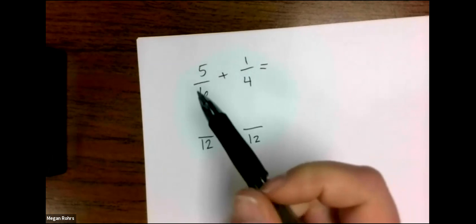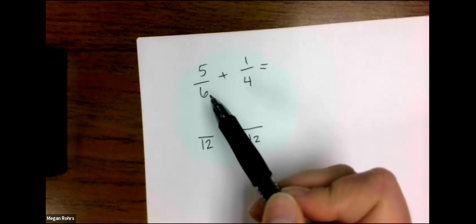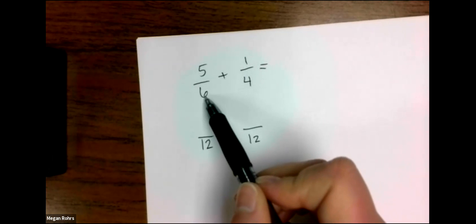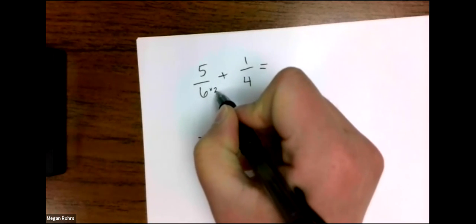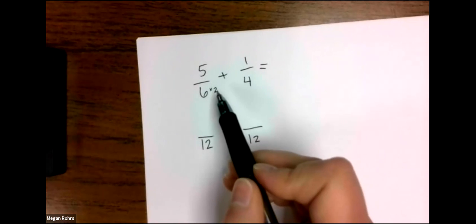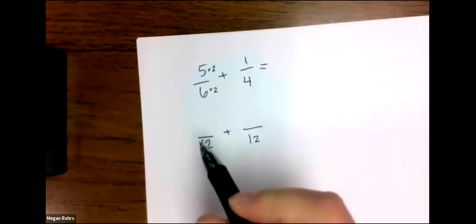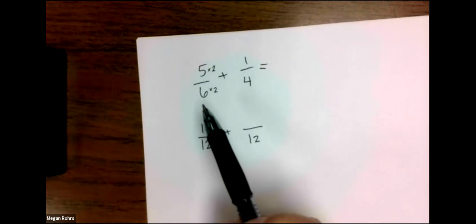So now we need to just look at each fraction individually. So I want to think in my mind, how did I get from 6 to 12? Well, I multiplied that by 2. 6 times 2 is 12. So whatever I do to the bottom here, I want to do to the top as well. So 5 times 2 is 10. So I just converted 5/6 into 10/12.